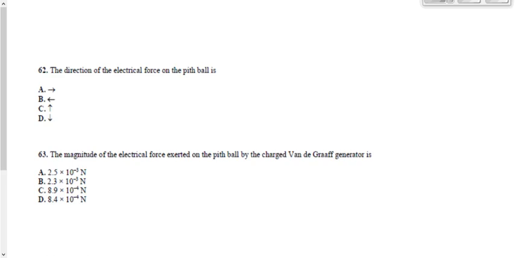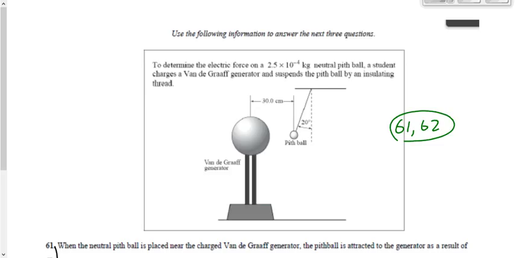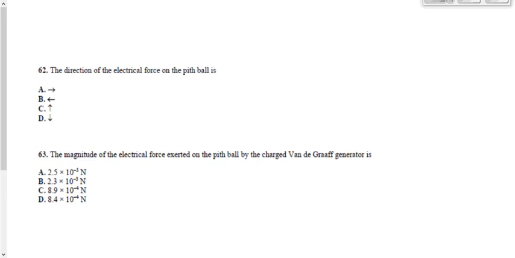62 says, the direction of the electric force on the pith ball is which way? Well, if the pith ball is attracted toward the Van de Graaff, then the direction of the force on the pith ball must be the direction that it's attracted to, towards the left, which means the answer for that one is going to be B. How many people got B for that? Good.